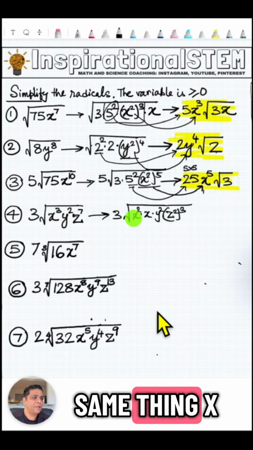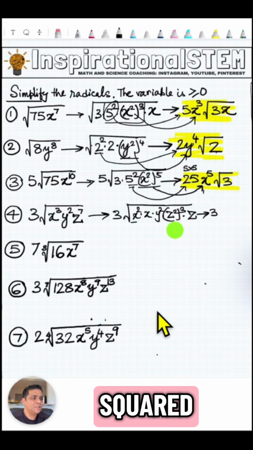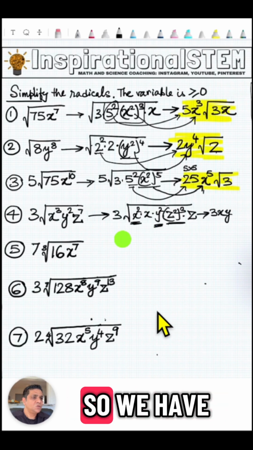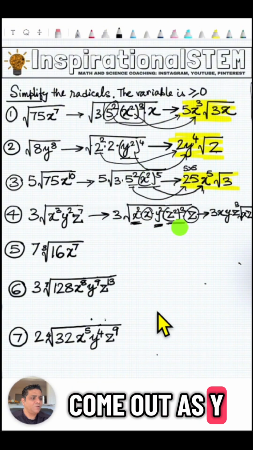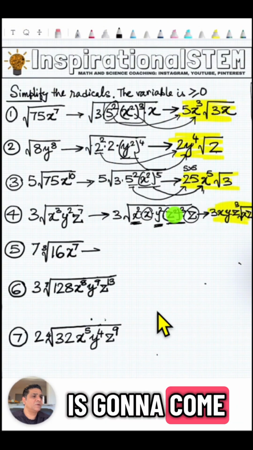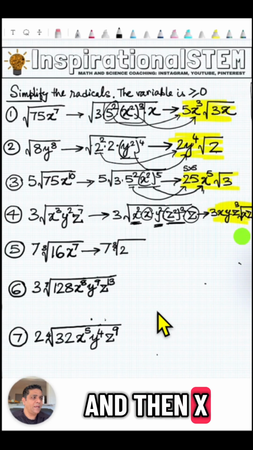In here, same thing: x squared times x, y squared, z squared cubed times z. So x squared is going to come out of the radical as x, y squared comes out as y, z squared cubed is going to come out as z cubed, and then xz stays in the radical.